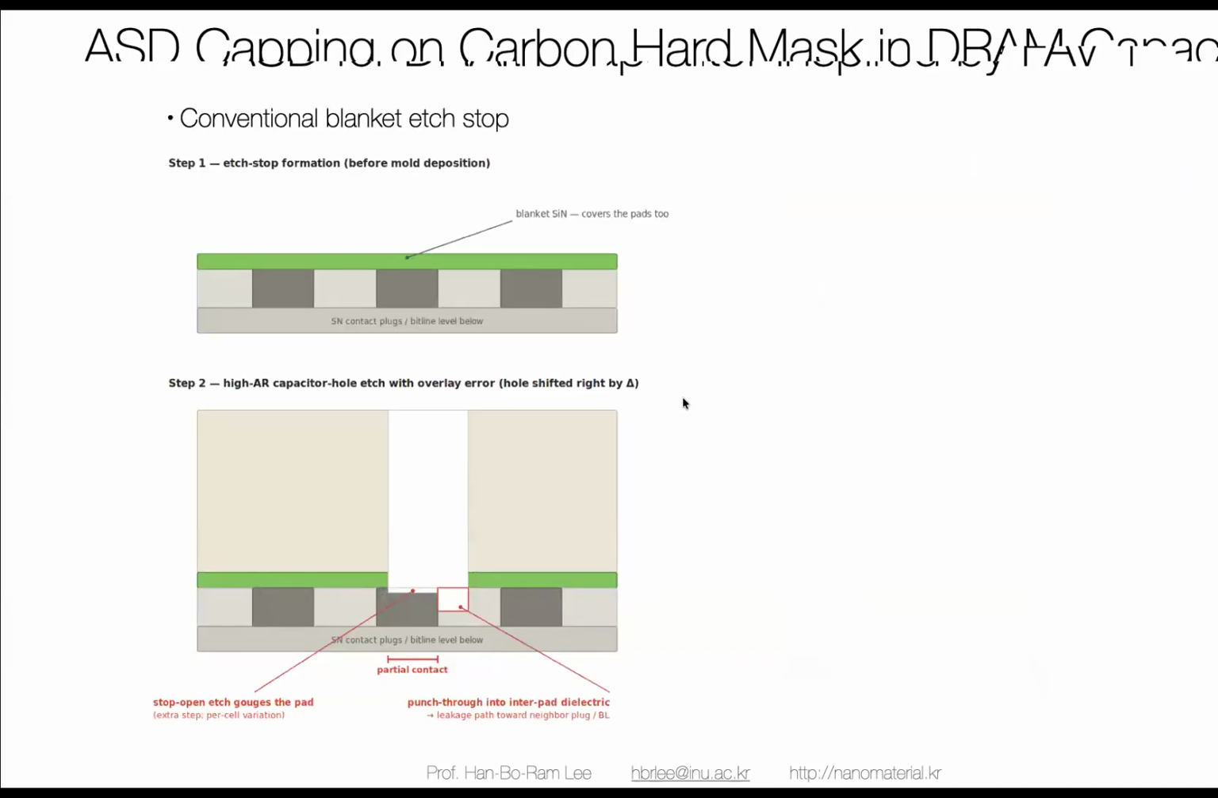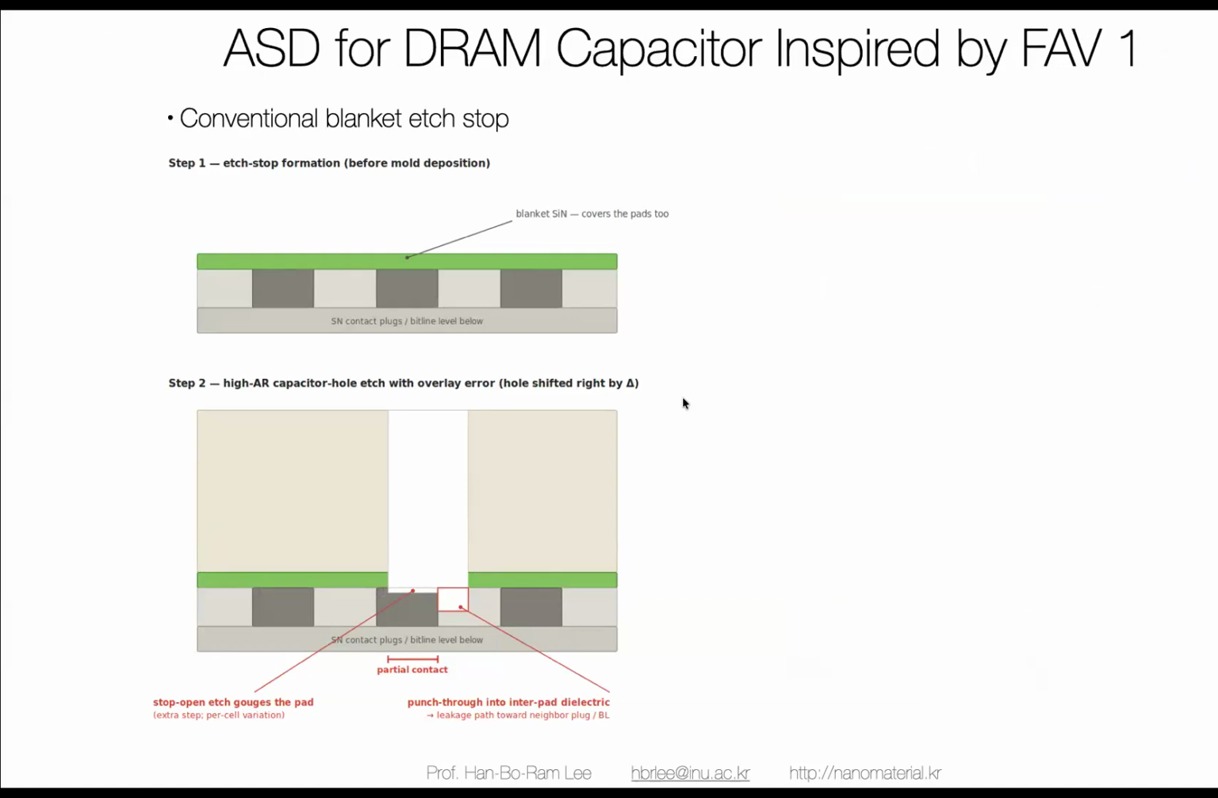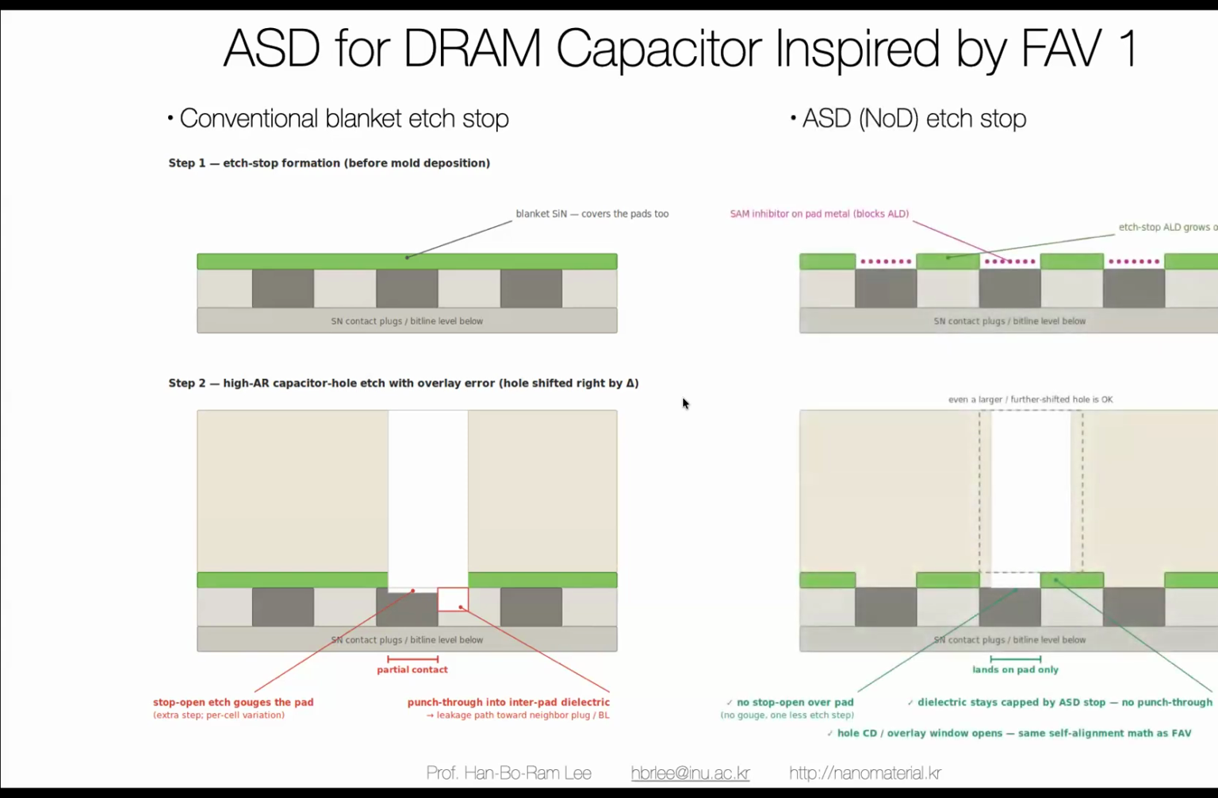And then this is the conventional blanket etch step. First of all, they deposit silicon nitride. This is the bottom electrode, the bottom pad. And then this is the ILD structure. And etch it out. If they have a misalignment here, they have a defect and a different etch profile. But inspired by FAV, you remember FAV, fully aligned via, we can suggest this idea.